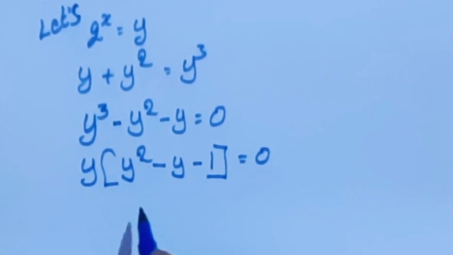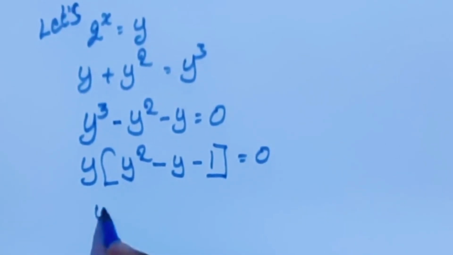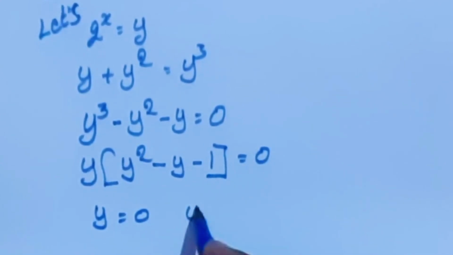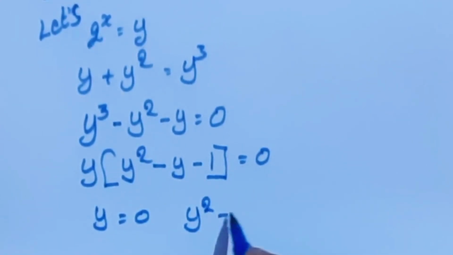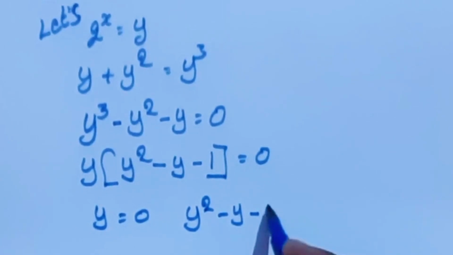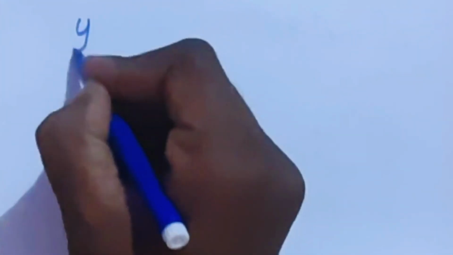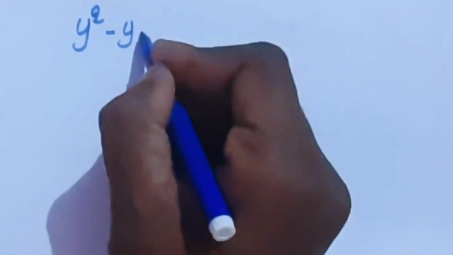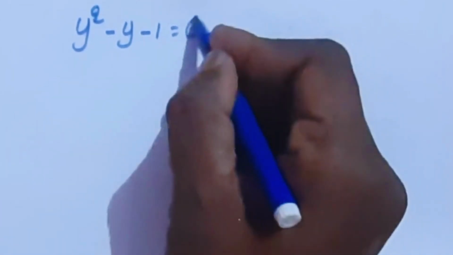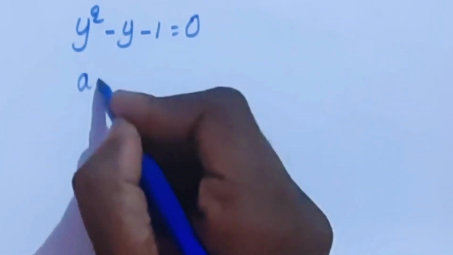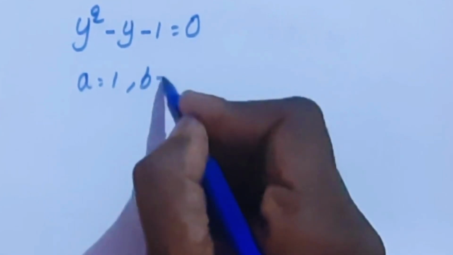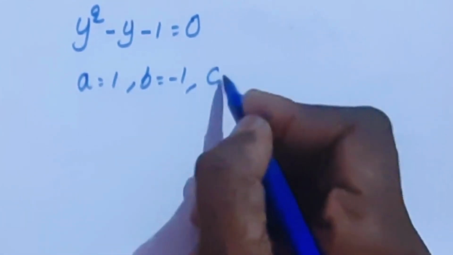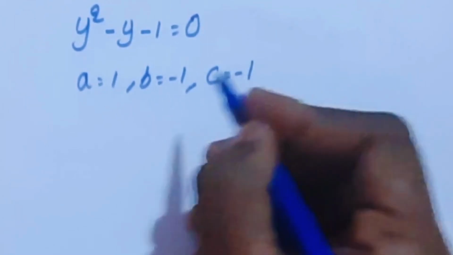Now we have two equations here. One is y equal to 0, other one is y squared minus y minus 1 equal to 0. Now we are going to apply the quadratic formula for this equation, that is y^2 minus y minus 1 equal to 0. Here a equal to 1, b equal to minus 1, c equal to minus 1.